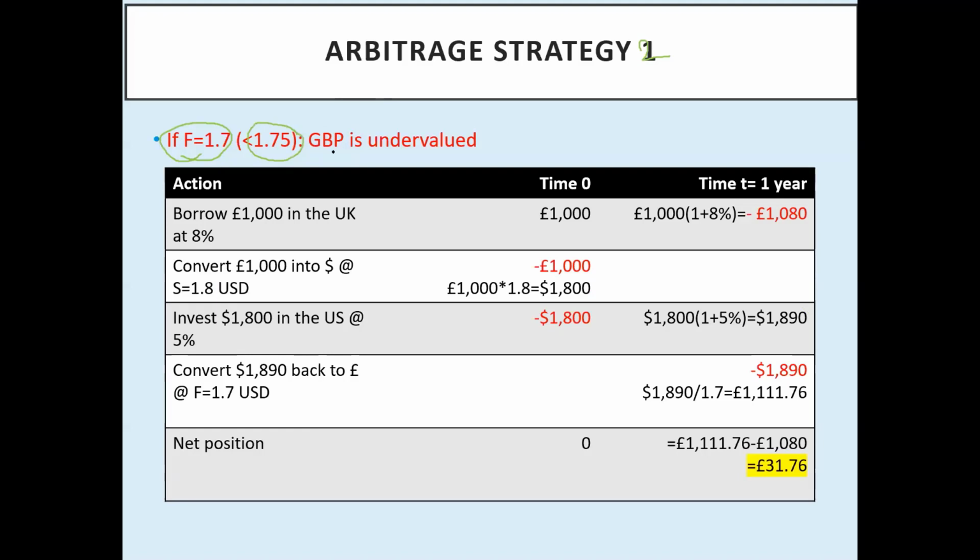As a result, one way to look at this problem is to say the pound looks like it's undervalued. In this case, the pound is undervalued relative to the USD. And so I'm going to be borrowing in the pounds, so I'm going to be borrowing in the UK, and then I'm going to be investing in the USD.